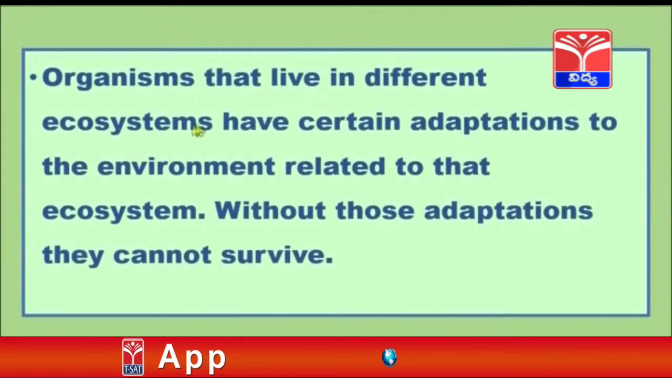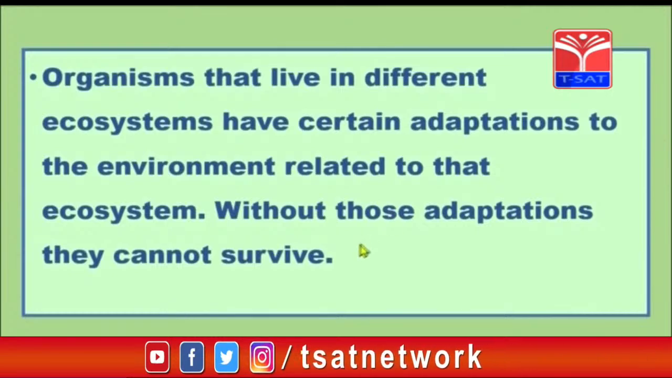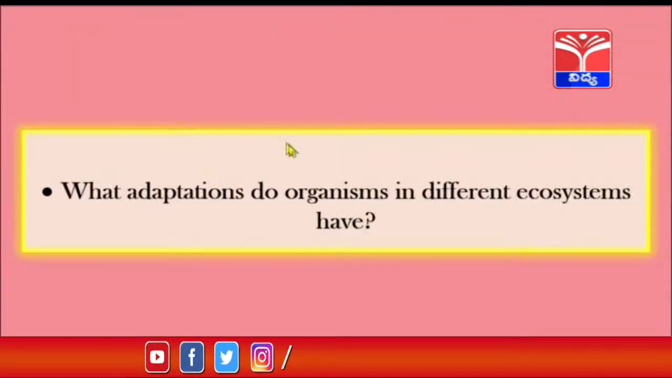Organisms that live in different ecosystems have certain adaptations to the environment related to that ecosystem. Without those adaptations, they cannot survive. That means to tolerate the environmental conditions, depending upon the nature of the habitat, organisms adopt certain kinds of modifications in their body. They may be plants or they may be animals. What adaptations do organisms in different ecosystems have?